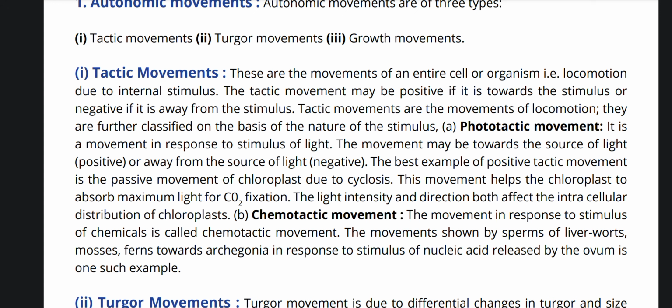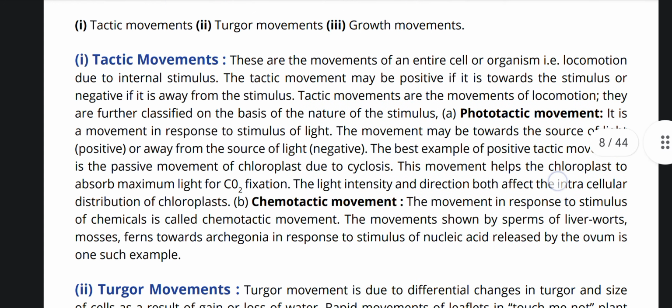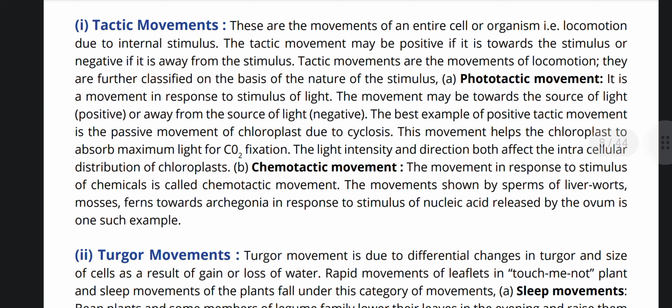Tactic movements are the movements of an entire cell or organism. For example, locomotion due to internal stimulus. The tactic movement may be positive if it's towards the stimulus or negative if it's away from the stimulus. Tactic movements are the movements of locomotion. They are further classified on the basis of the nature of the stimulus.